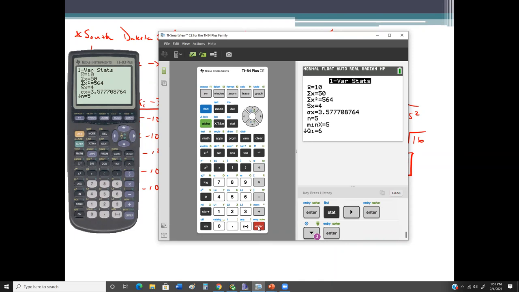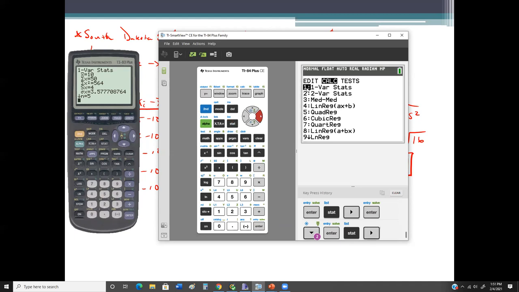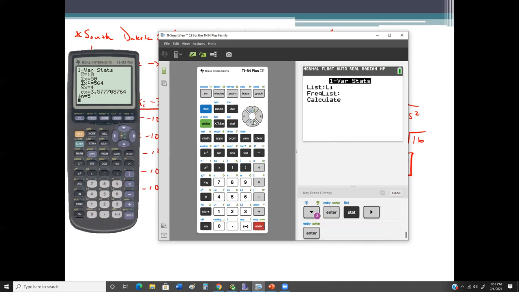Let me just talk about what you're seeing here. Sure, you're going to go stat, Alexandra. Which calculator do you have? 84. So you're just going to go stat, scroll over to calc, and under option number one, see how it's already highlighted? You're going to hit enter and scroll down to calculate, and you should see this. Are you good, Alexandra, or do you want me to walk through it one more time?